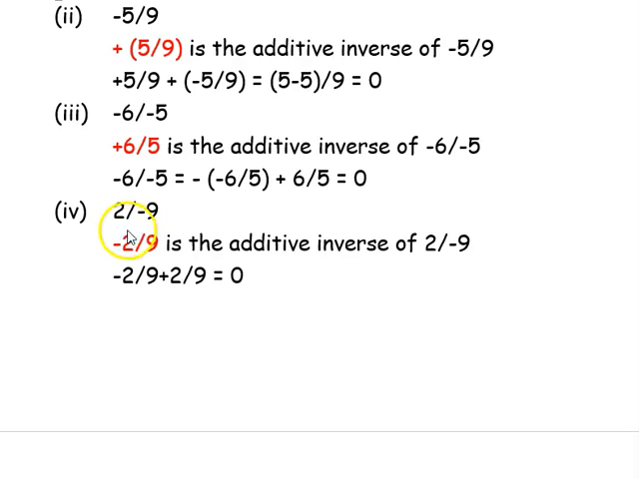The next question is 2 divided by minus 9. Here the denominator has the minus, so you are going to add only the numerators. The numerator is positive 2, so the additive inverse of positive 2 will be negative 2. So 2 divided by negative 9 has an additive inverse of minus 2 divided by 9. So the additive inverse of 2 by minus 9 is minus 2 by 9.